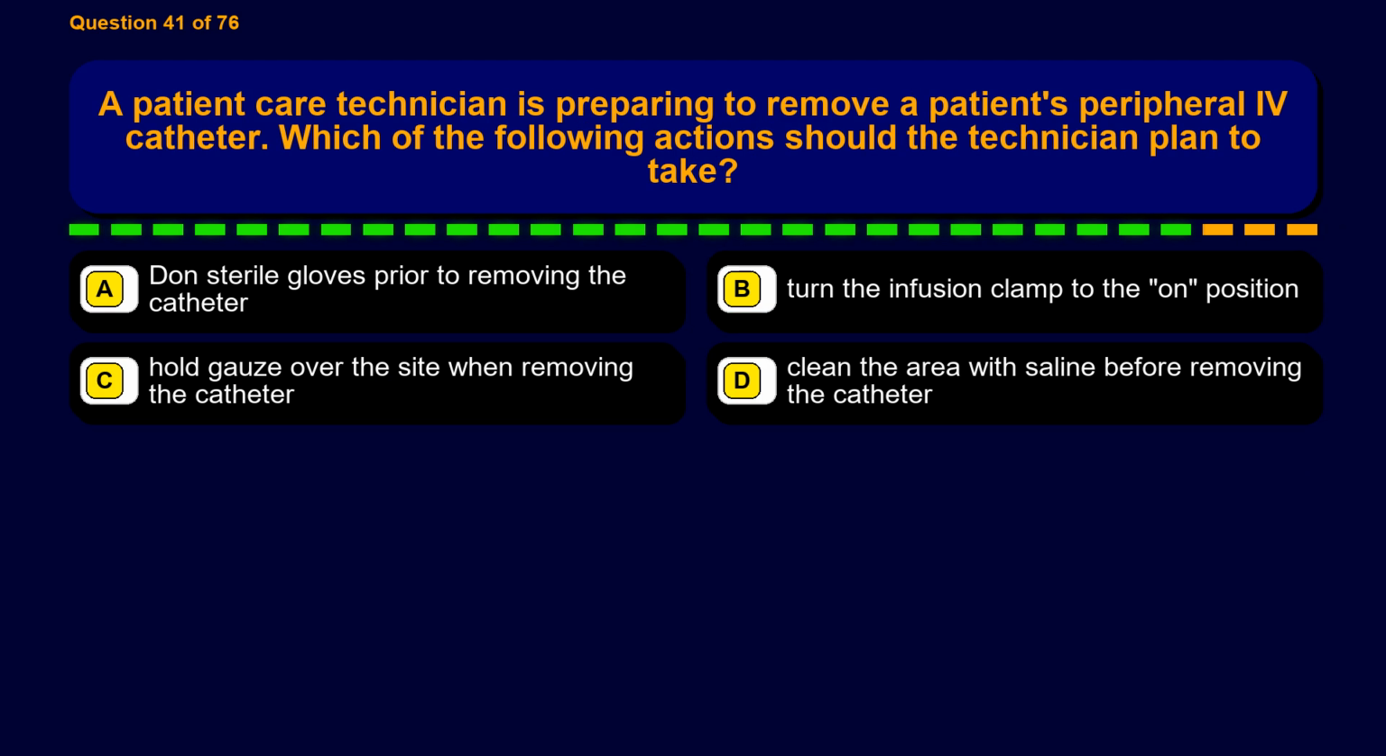Question 41. A patient care technician is preparing to remove a patient's peripheral IV catheter. Which of the following actions should the technician plan to take? Option A. Don sterile gloves prior to removing the catheter. Option B. Turn the infusion clamp to the on position. Option C. Hold gauze over the site when removing the catheter. Option D. Clean the area with saline before removing the catheter.